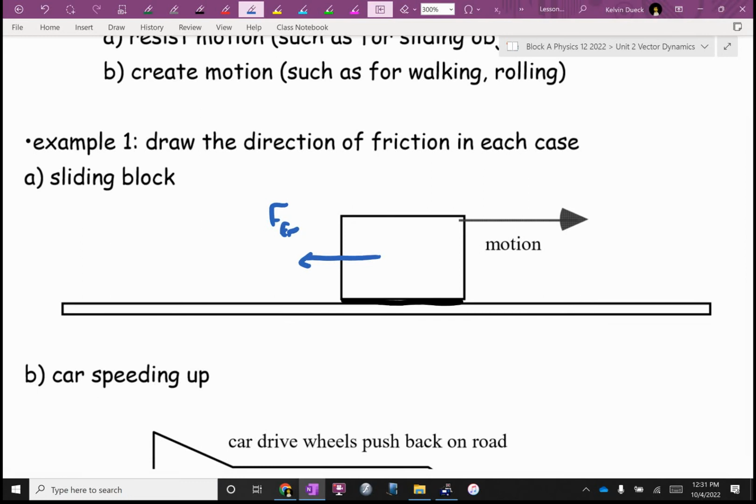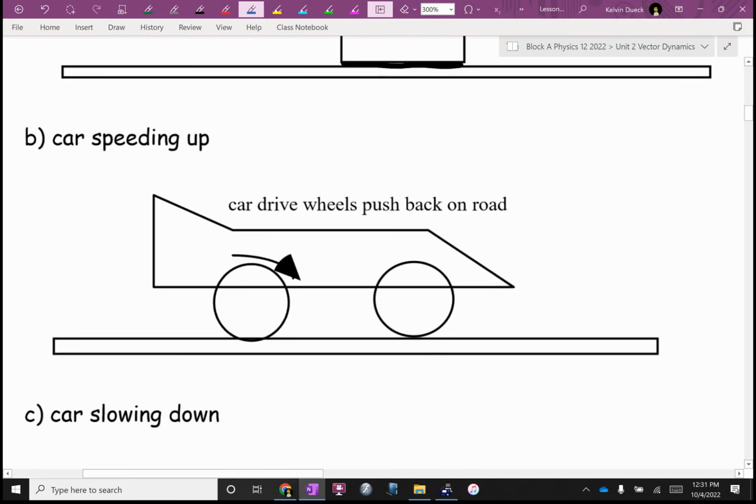But friction can also create the motion. For a car speeding up, we talked about this last year, right where the tires meet the road, the tires are pushing backwards. Forces come in pairs. So that means there must be a force on the tire pushing forwards. What force is that? Keegan. Friction. This is why cars can't drive on ice.